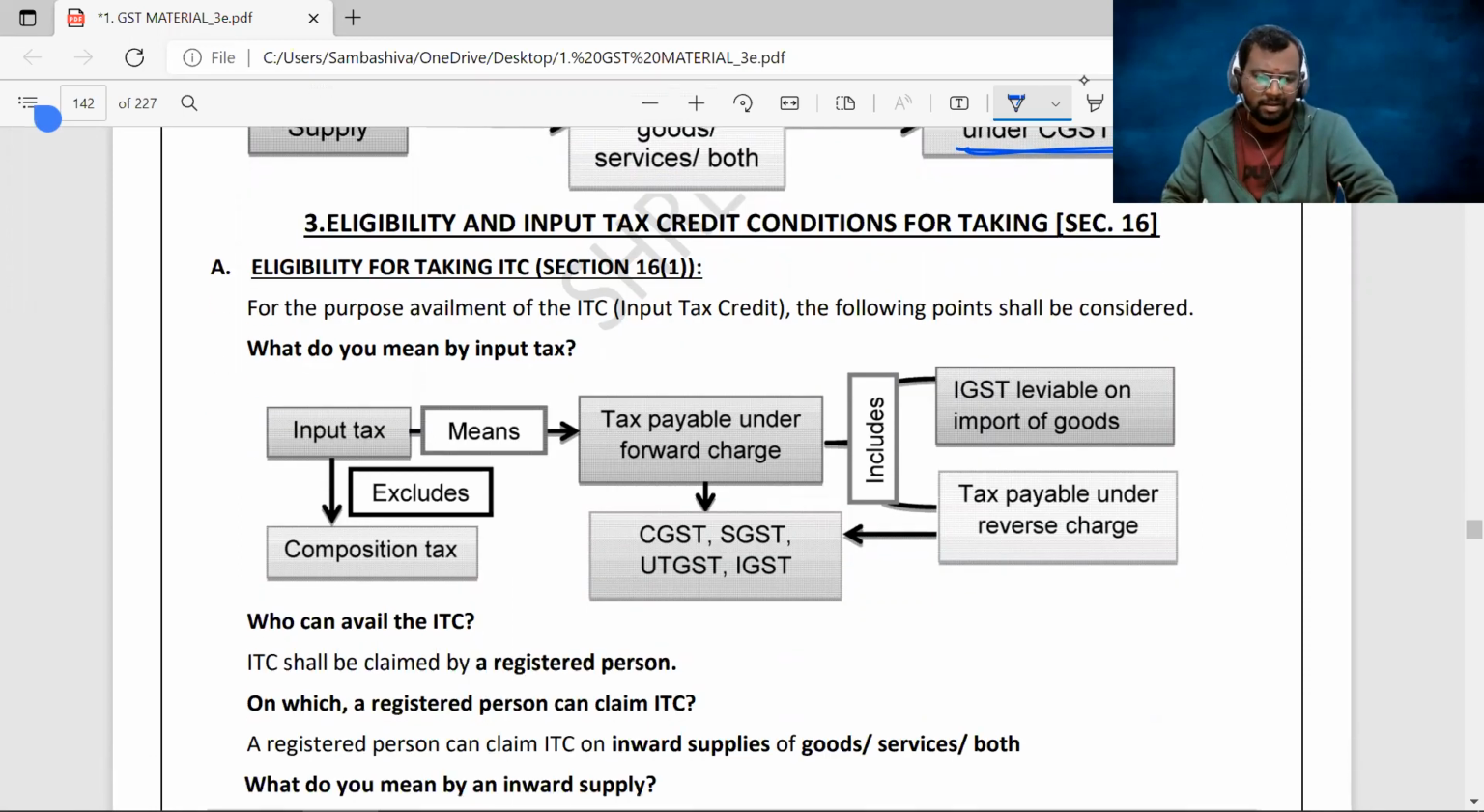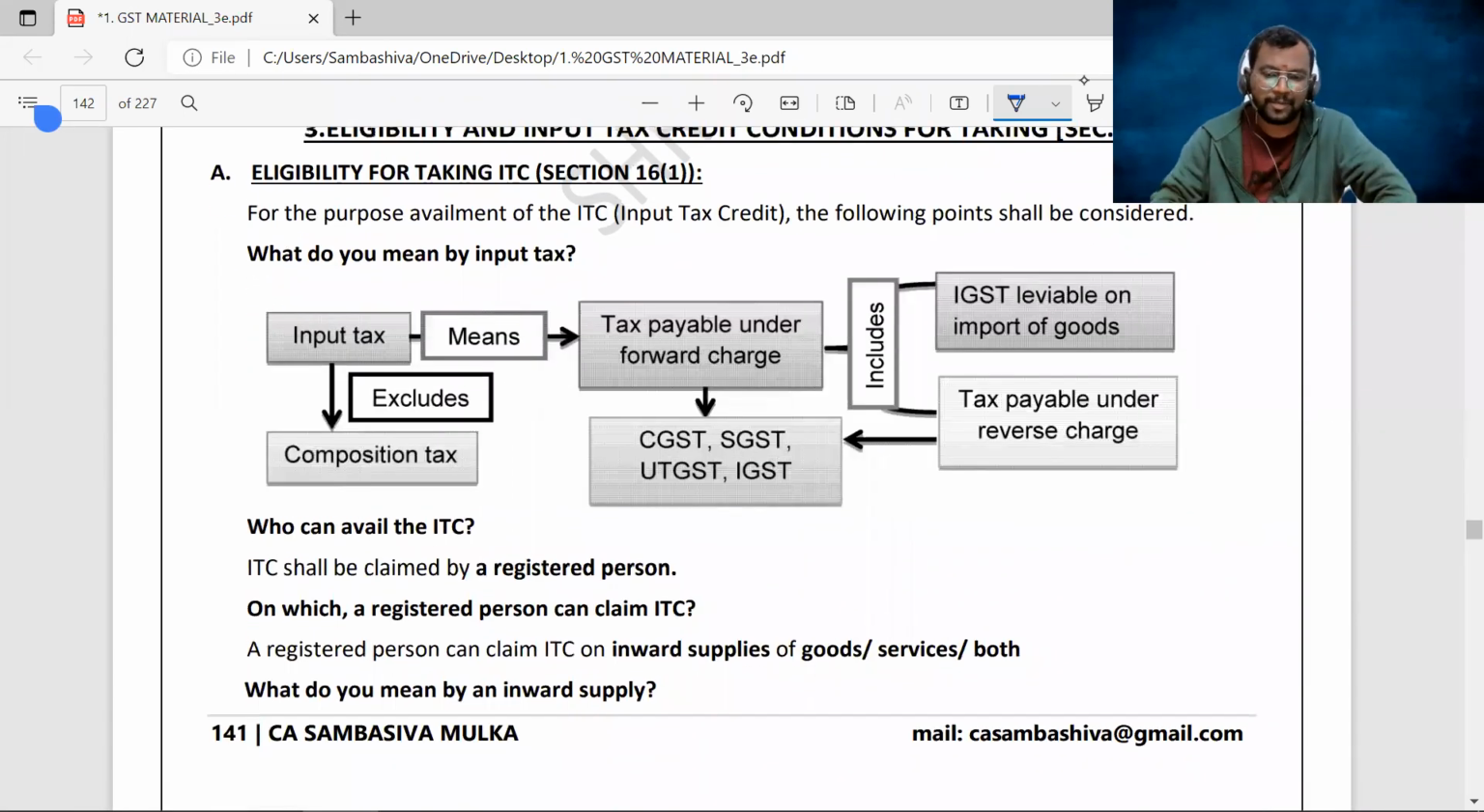Next, eligibility and input tax credit conditions. Conditions for taking the input tax credit, right? So eligibility for taking the input tax credit. Section 16(1) deals with the eligibility criteria. For the purpose of availment of the input tax credit, the following points shall be considered.